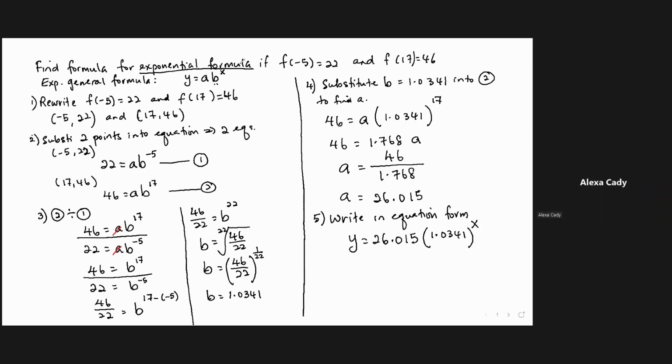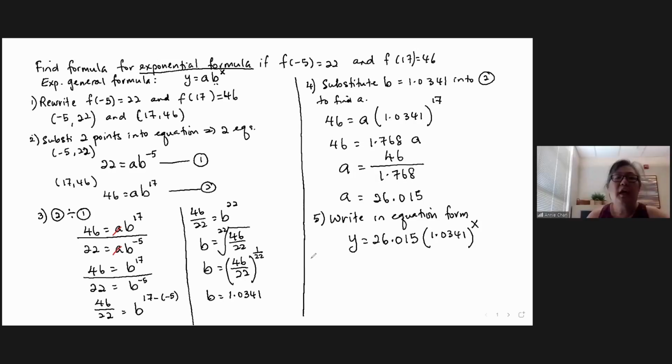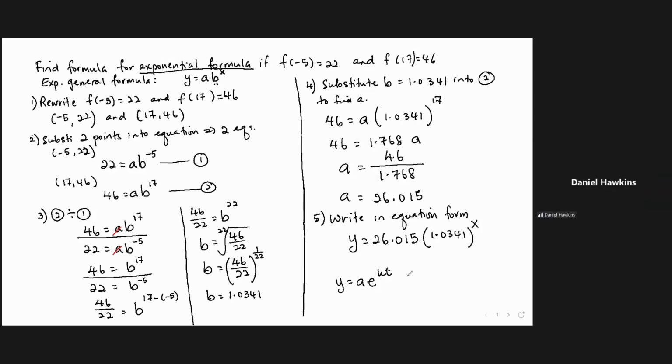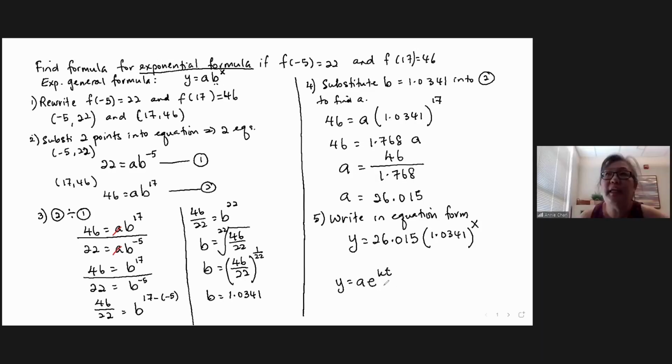And what's the other exponential formula? There's another one with the letter e in it. y equals A e to the k t. What's that one called? This would be the continuous growth. This is the annual growth. More often than not, they will ask you to find the annual growth.